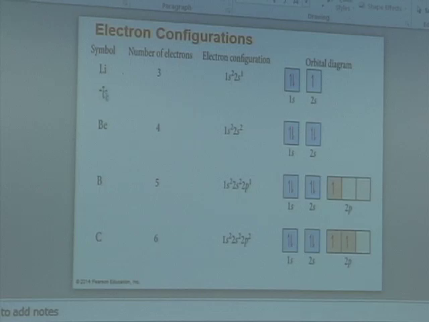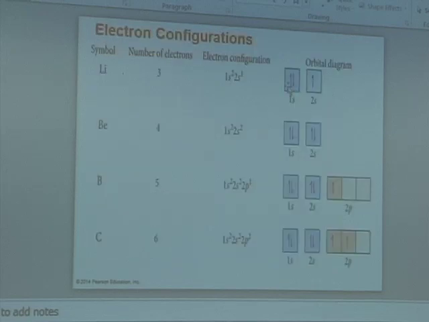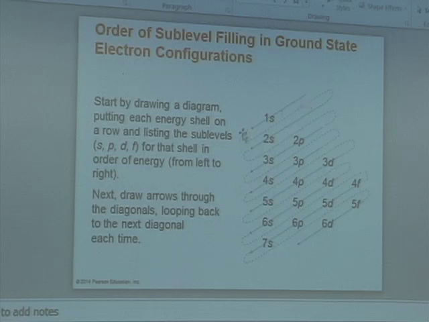And if we take a look at lithium, how would you go about doing lithium? So here's lithium. 1s, so there's 2 electrons, right? And then we draw it all the way, and then 2s1. So there's 1s2, 2s1. So for beryllium, there are 4. So we continue 1s2, then 2s2, right?